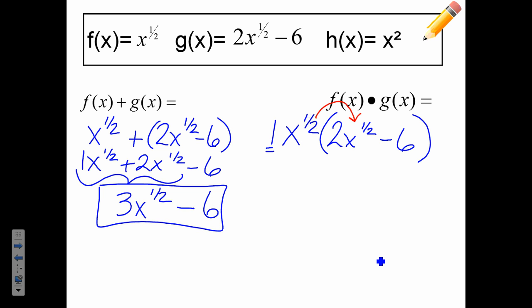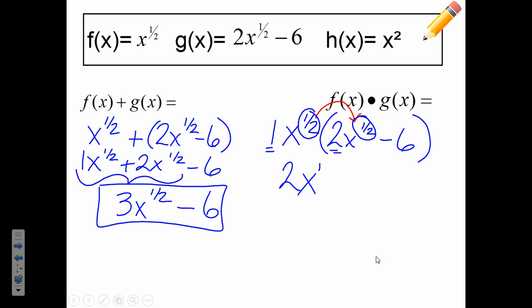The 1 times the 2 makes 2. And then I'll have x's. How many x's? Well, we have to go ahead and add these powers here. X's times x's, we add those powers. So 1/2 plus 1/2 makes 1. There we go. So we have 2x to the first.